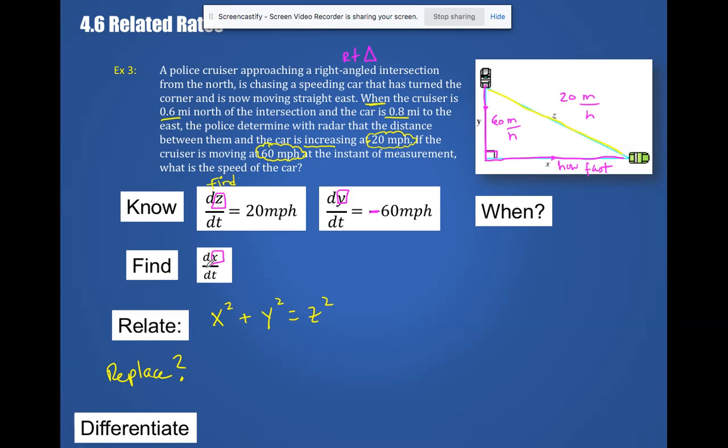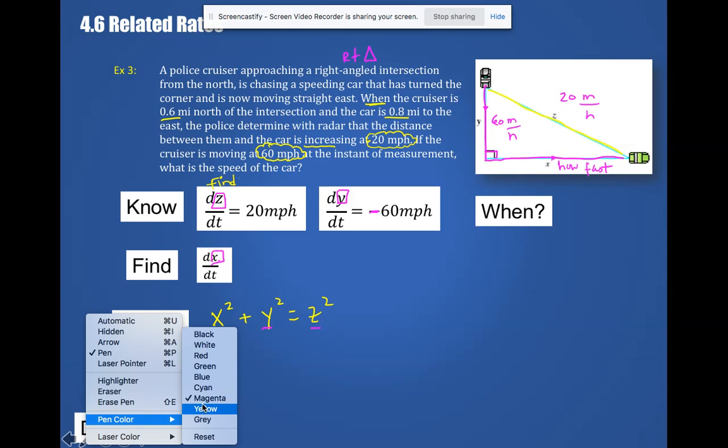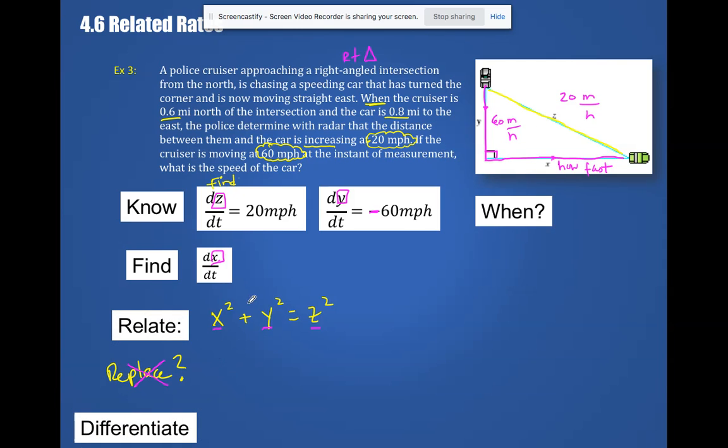I have 3 boxes with an X, Y, and Z in it. I don't need to replace. Everybody matches up. I have 3 equations in my relation step, and they all match up. So I can go right to differentiation. Now, don't forget, you are differentiating with respect to time, right? Bring down the 2. Copy over the x, subtract 1 from the exponent, spit out the derivative of the inside.